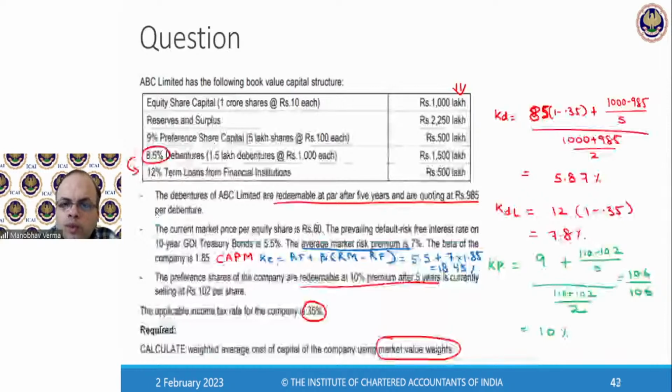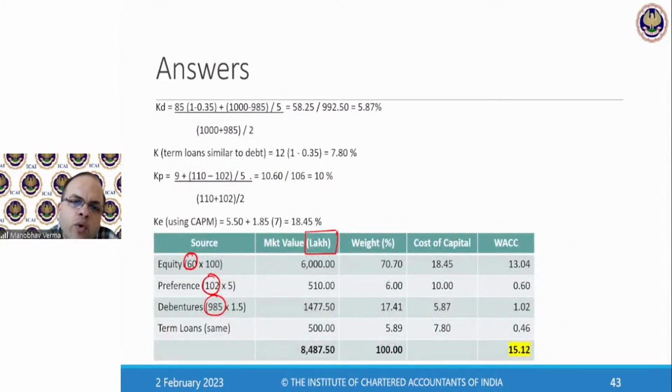What is given to us? 500 lakhs. Right. So we had 1.5 lakh debentures, and that's why we multiplied by 985. And we calculate the weights, and we are applying them with the individual cost of capital which we just calculated, which gives us a 15.12.